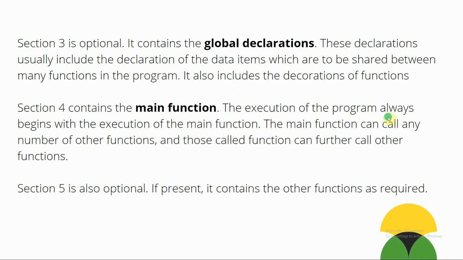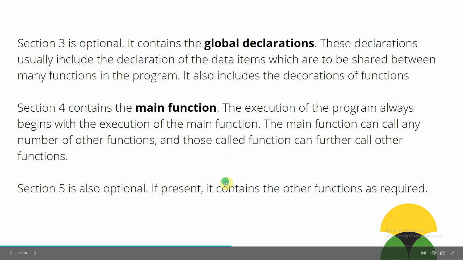The execution of the program always begins with the execution of the main function. This main function can call any number of other functions, and furthermore, those functions can also call other functions to perform their use within this main function. Lastly, section 5, also optional, is for other functions as required, which can also be added below the main function.